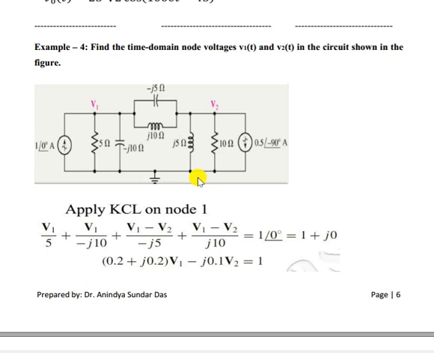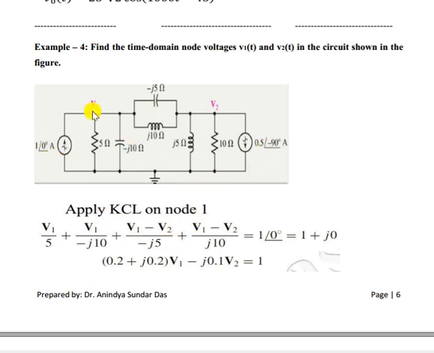So now find the time domain voltage of V1 and V2 shown in figure. Now in this figure all the values are given in J value, so no problem. If it is given in inductance value or capacitance value, then we have to convert using XL equal to J omega L, XC equal to 1 by J omega C. And it is also given in angle form, so no problem.